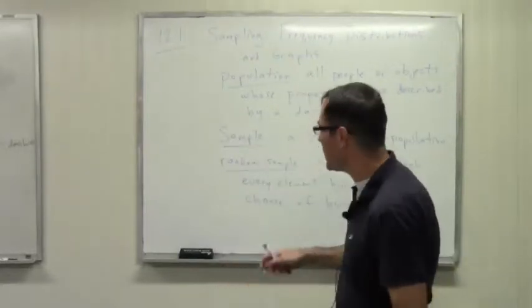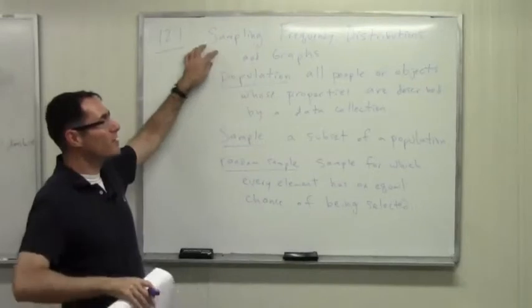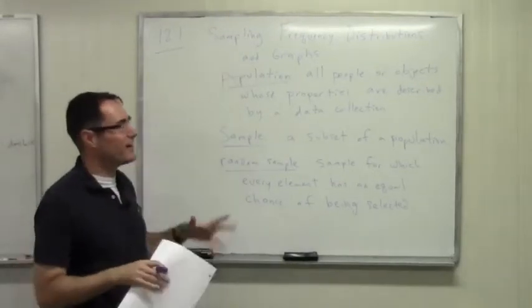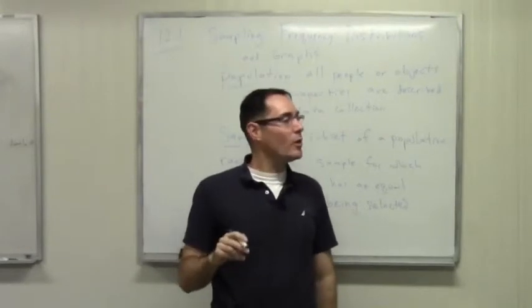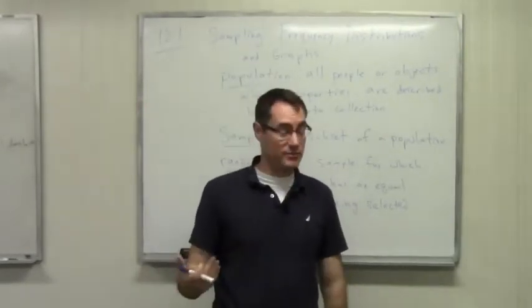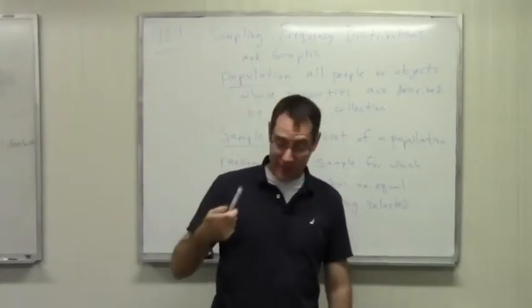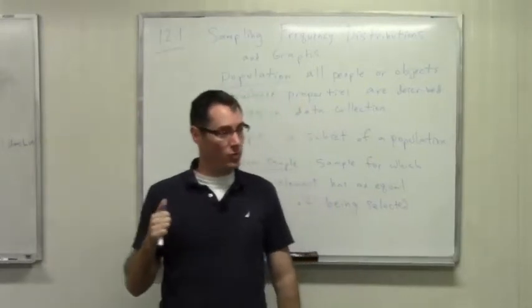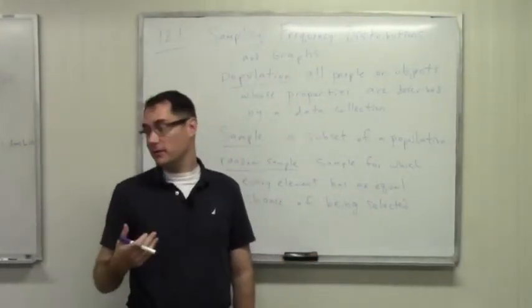But what we're going to talk about tonight is this idea of sampling frequency distributions and then some graphs that go along with that. Sampling is really important when you're trying to get data for a lot of different things. In particular, for instance, people use sampling for finding out who's ahead before an election, right?